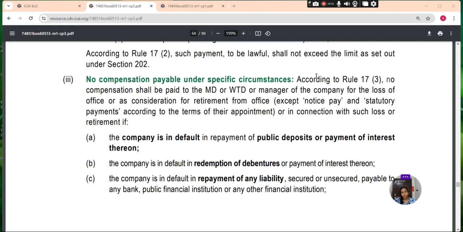Companies वो default में हो in payment of public deposit को लेके payment of interest. The company is in default में हो in redemption of debenture or payment of interest therein. The company is in default में हो repayment of any liability secured or unsecured payable to any company, public financial institution or any other financial institution.